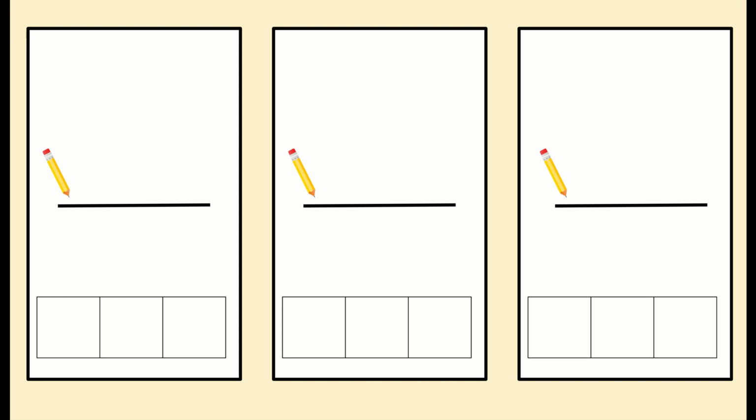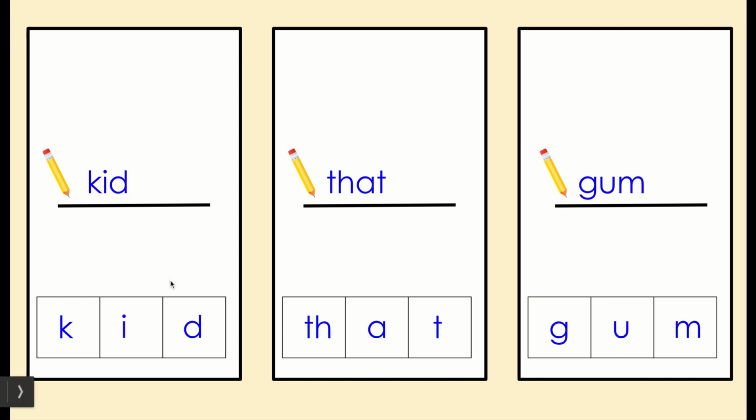All right, let's check to see how you did. The first word was kid, k-id, K-I-D. Make sure on the D, when you write that letter, that the straight line is on the right.